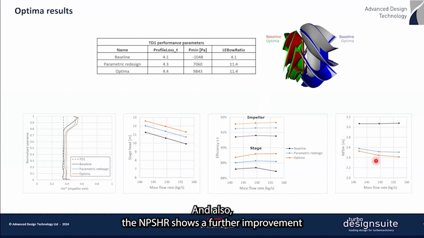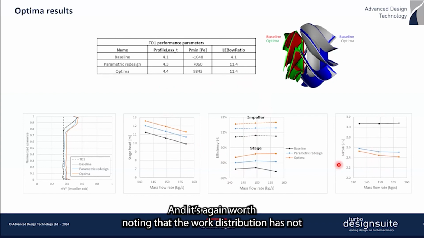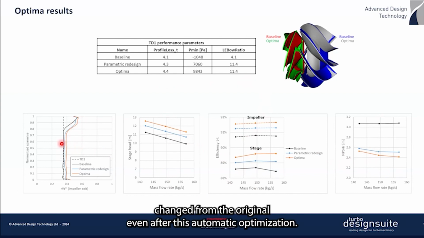And also the NPSH-R shows a further improvement and is now actually 0.6 meters below the baseline pump value. And it's again worth noting that the work distribution has not changed from the original even after this automatic optimization.